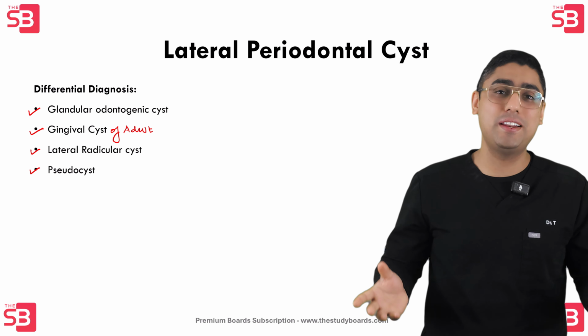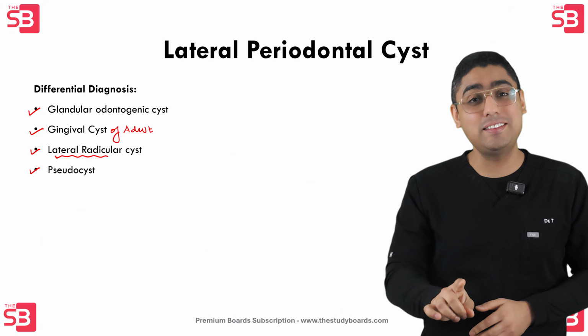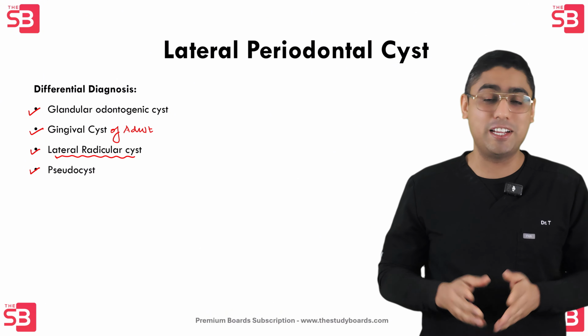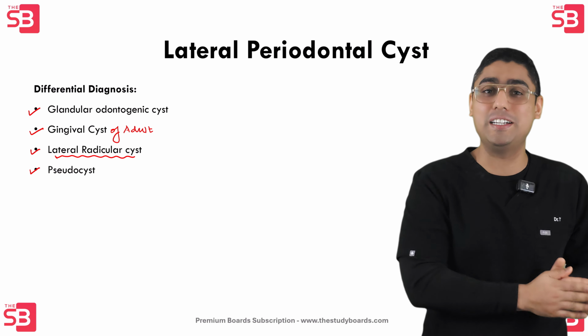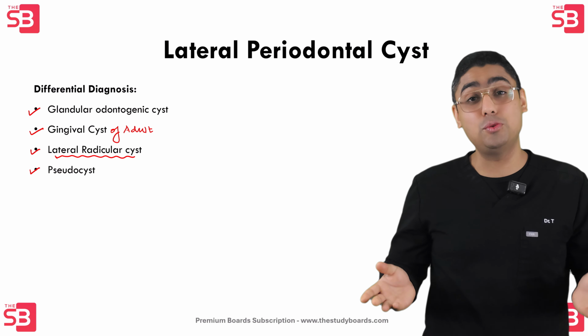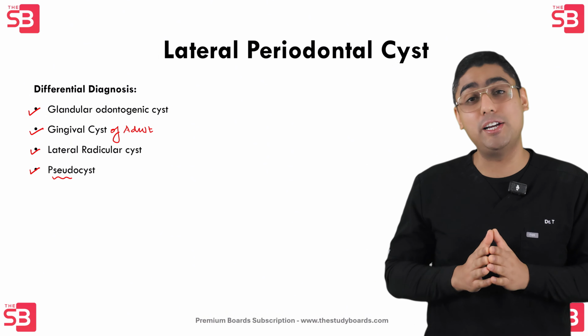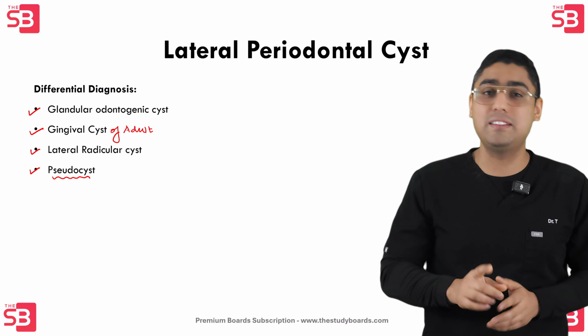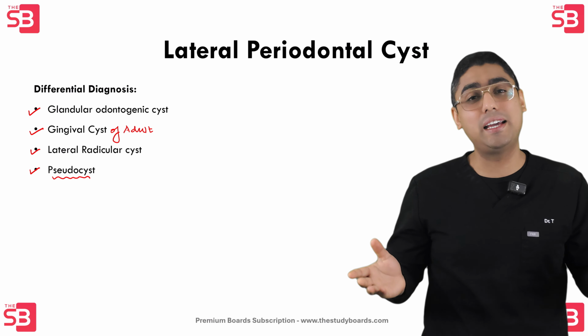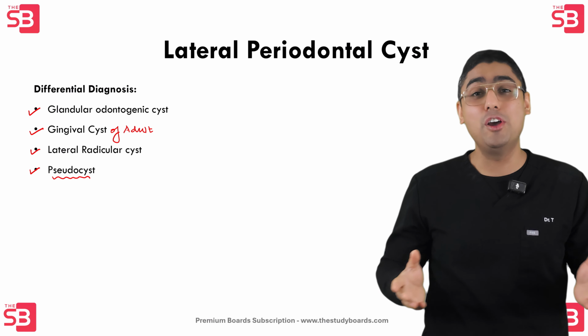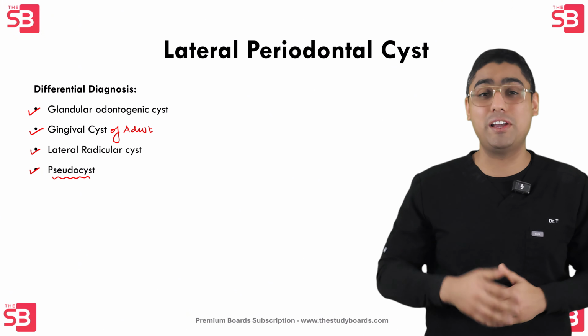Then we have lateral radicular cyst. Now, this cyst is going to be associated with a non-vital tooth, and we know that LPC is associated with a vital tooth. And lastly, we have pseudocyst, which can present as a radiolucency, but the difference is that it lacks epithelial lining, whereas LPC does have a clear epithelial lining. LPC also has those focal thickenings that we have talked about.